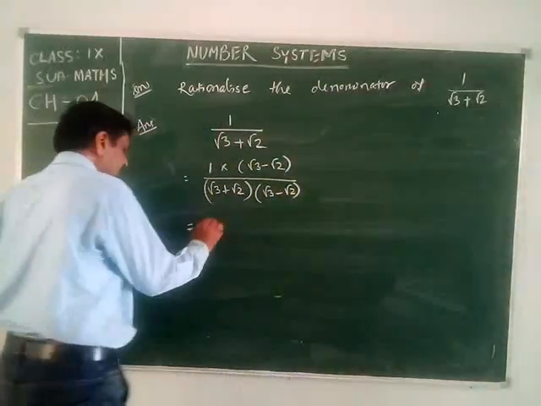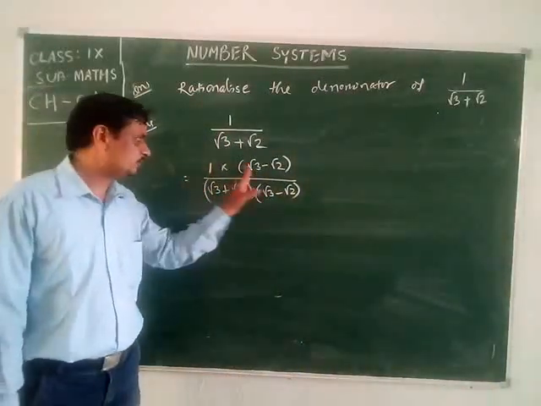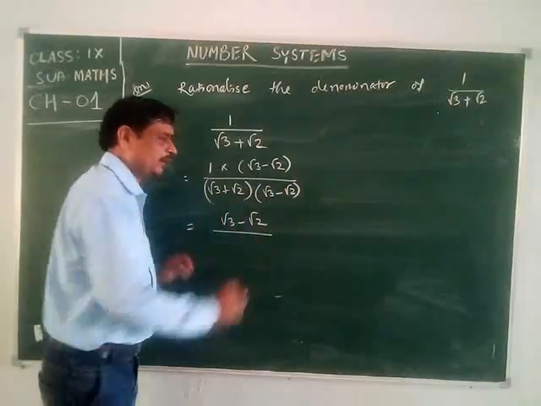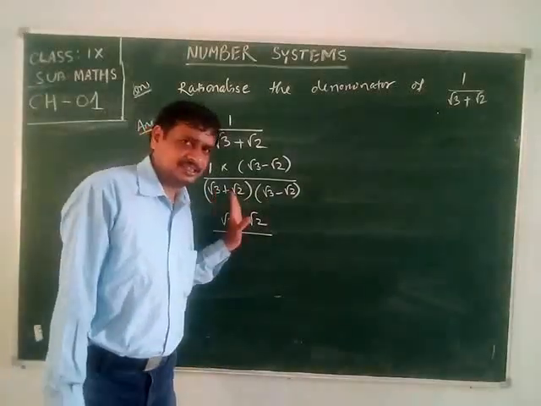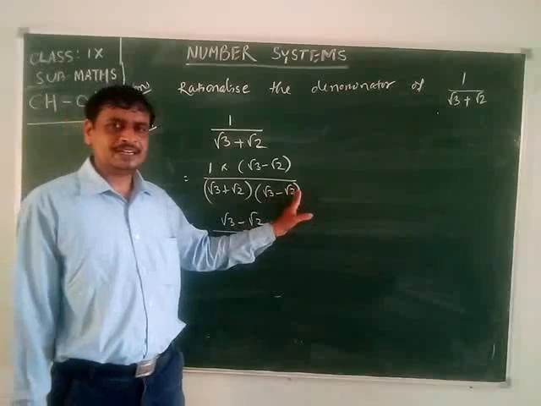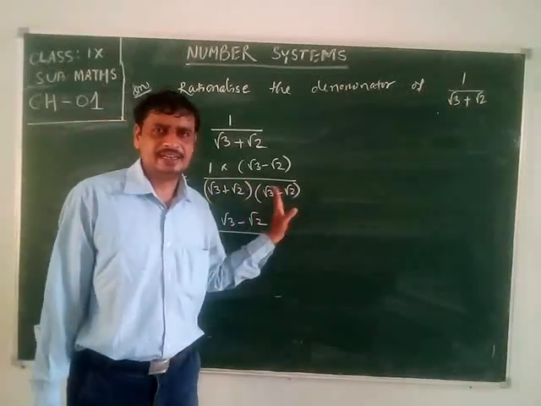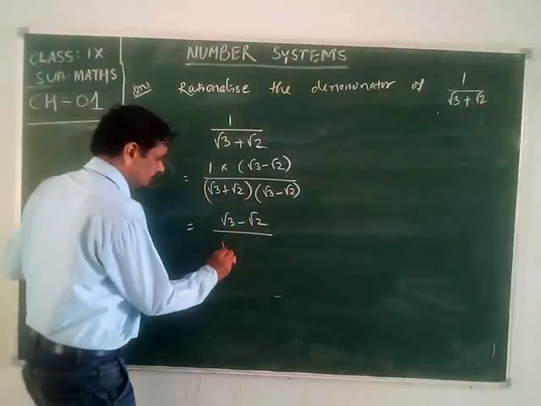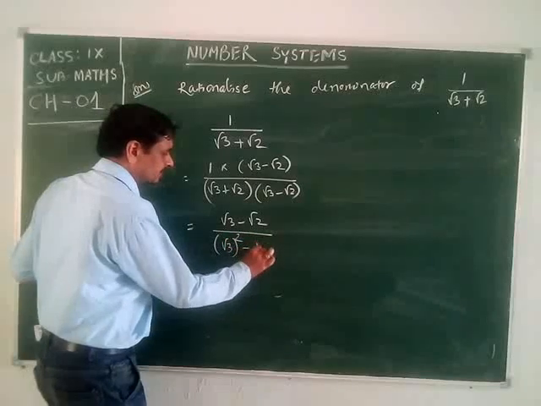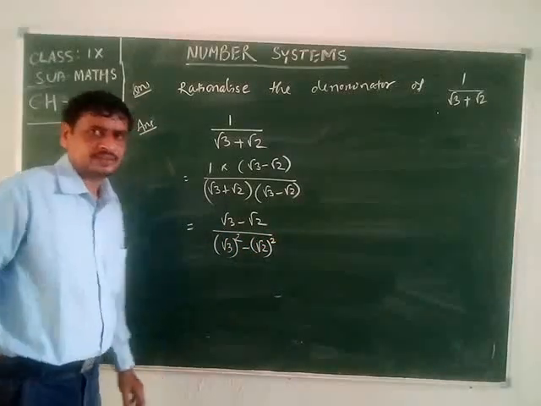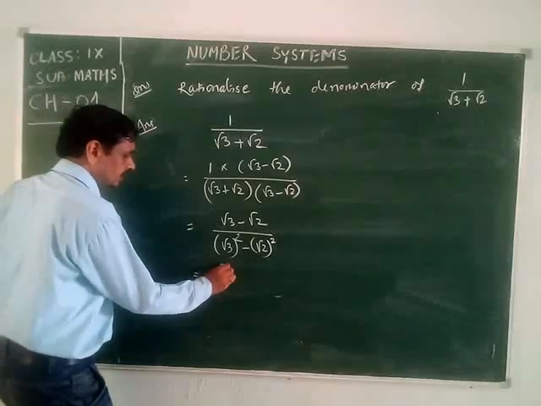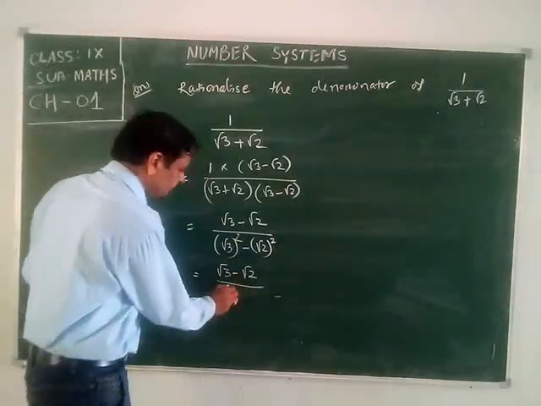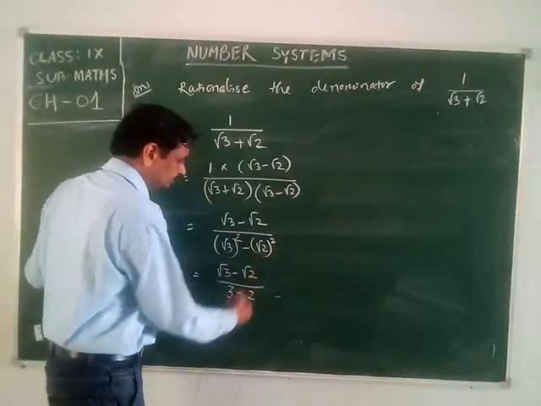Now when 1 is multiplied with root 3 minus root 2, it gives root 3 minus root 2. Now the denominator has root 3 plus root 2 and root 3 minus root 2. It is in the form a plus b and a minus b. The identity is a square minus b square. It gives square of root 3 minus square of root 2. In the numerator, it is root 3 minus root 2. Here, square of root 3 is 3 and square of root 2 is 2.